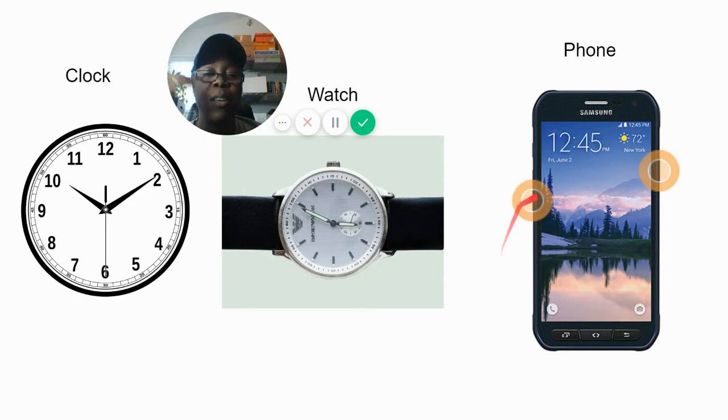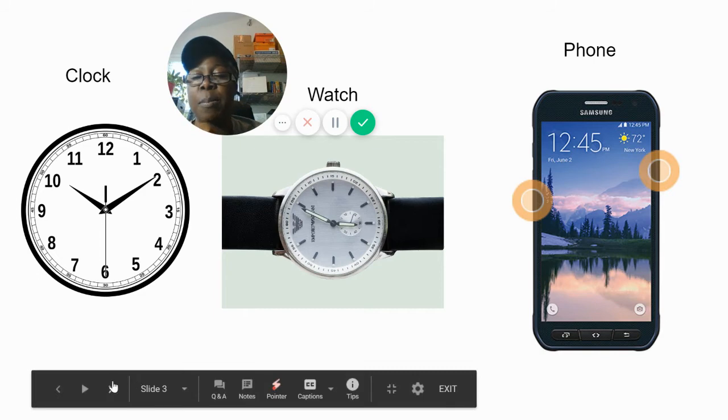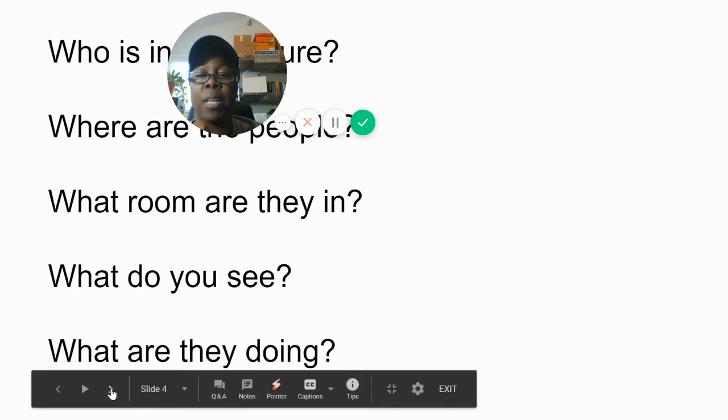So phones are used for many reasons, but oftentimes, if you don't have a watch on your hand and you want to know what time it is, if you don't have a clock nearby, you don't have a watch on, a lot of people, I just pull out my cell phone and look at the time, right? So these are some things that we have in our homes that tell time.